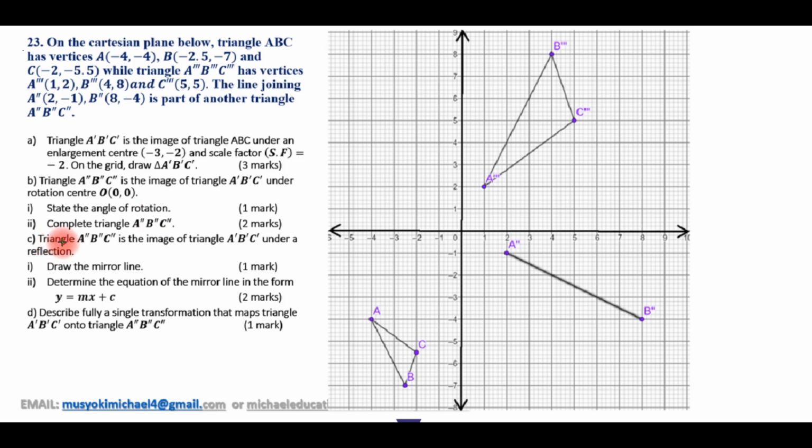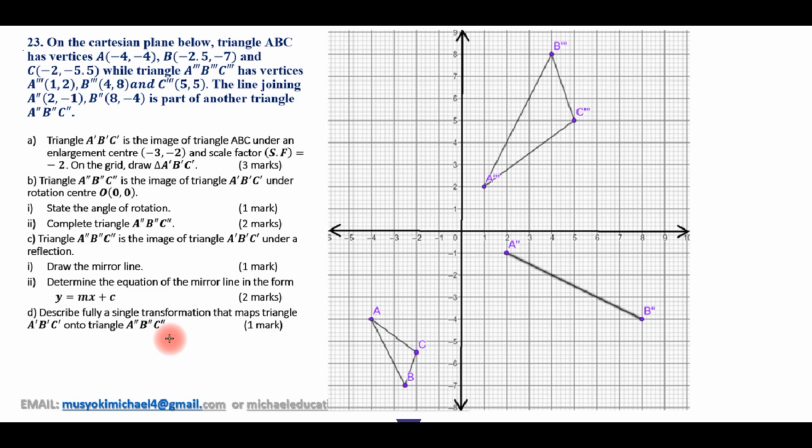So you need to state the angle of rotation, and then complete triangle A double prime B double prime C double prime. Then part C of the question, triangle A double prime B double prime C double prime is the image of triangle A prime B prime C prime under a reflection. We are required to draw the mirror line and also determine the equation of the mirror line in the form y is equal to mx plus a constant. And thereafter, we describe fully a single transformation that maps triangle A prime B prime C prime onto A double prime B double prime C double prime.